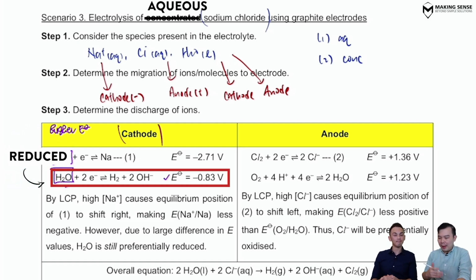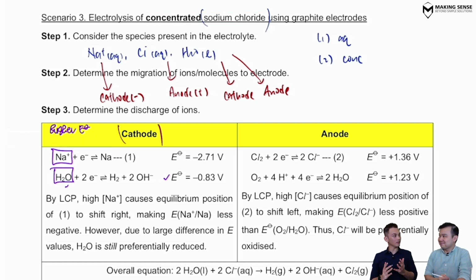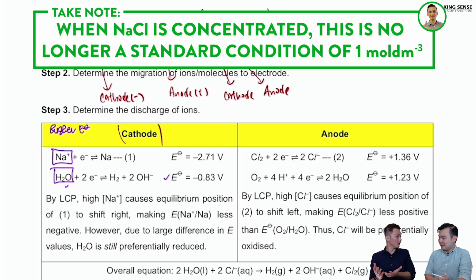Okay. What happens now if I start to change it up to become concentrated sodium chloride? You're going to see something's going to be different now, right, Mr. William? Concentrated means it's no longer aqueous, right? So I think water is still present. Okay. But it's in smaller quantities, right? And concentrated means it is beyond that standard reference of 1 mole per dm cube.